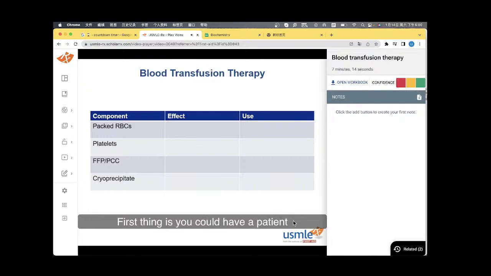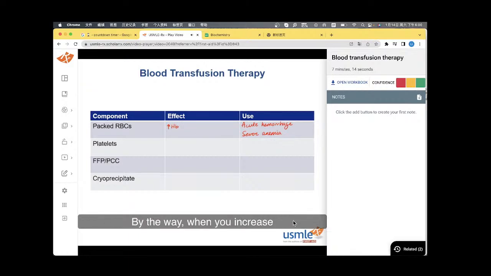First thing is, you could have a patient with acute hemorrhage or severe blood loss, someone who's bleeding out actively, or it could be someone who has a really, really severe anemia with, let's say, a hemoglobin less than 7. And the effect of this is pretty much to increase the hemoglobin.